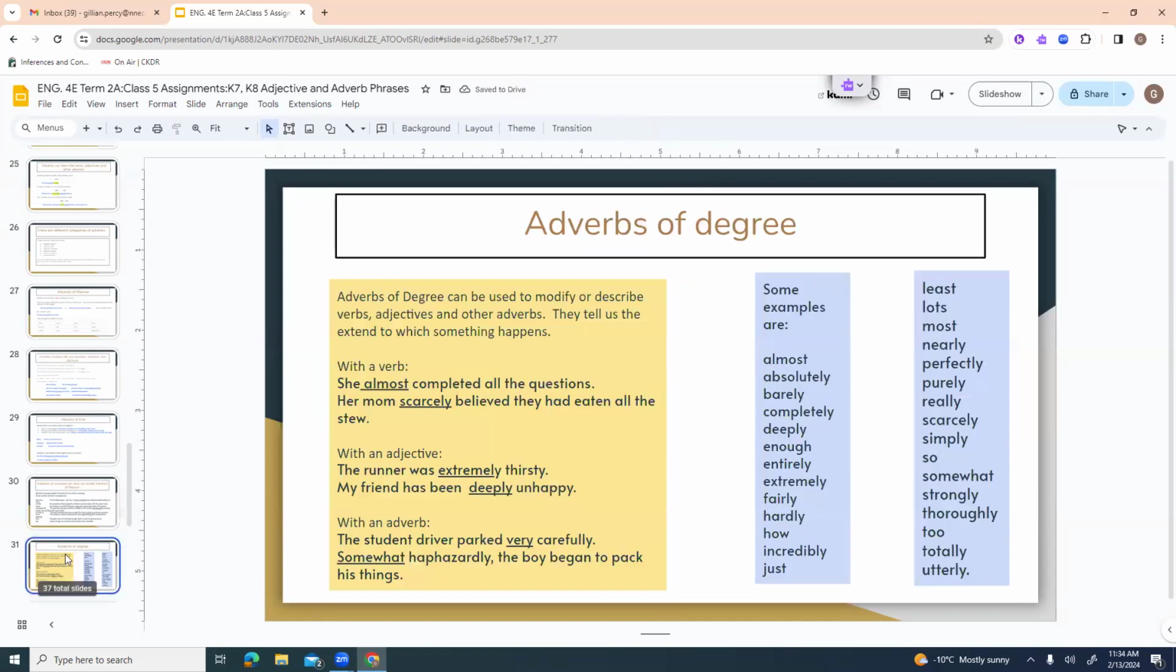All right, so then adverbs of degree. These are used to modify or describe verbs, adjectives, and other adverbs. They tell us the extent, like how much of something has happened.